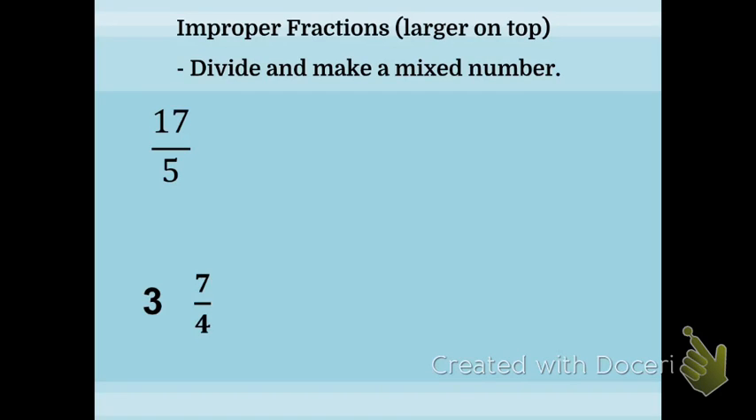So these are improper. So our first step, that means that the larger number is on top in both examples. So that means that our first step is to divide. You could make the cake and try to reduce, but it's much faster to divide first. So let's divide on the first one.